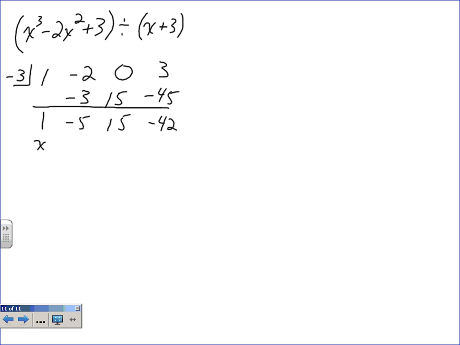And this becomes x squared minus 5x plus 15. And my remainder is negative 42, which is what I got on that other problem, isn't it? Yes. And if I inserted negative 3 in for x, I would get negative 42. But don't forget, if there's no x term here, put a 0. This has to go down in descending order, that top line.